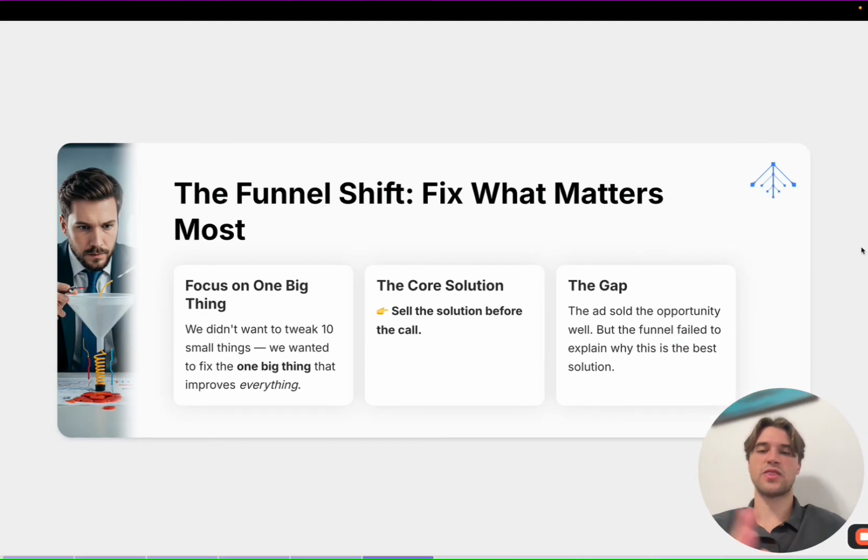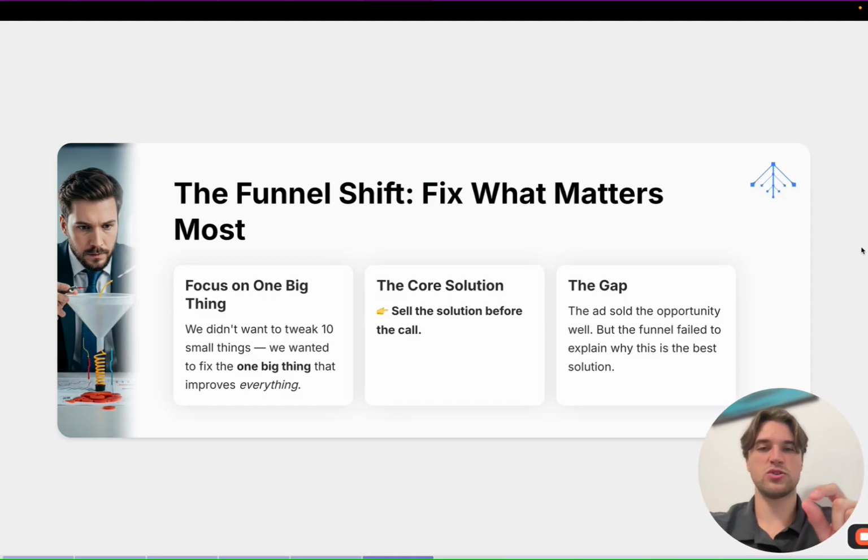So the funnel shift and fixing what mattered most. Like I said, we wanted to focus on one big thing. We didn't want to tweak like 10 small things. We wanted to fix one big thing that improved everything. So instead of getting small incremental growth, we wanted to fix one thing that shot the results up overnight. That's what we're looking for.